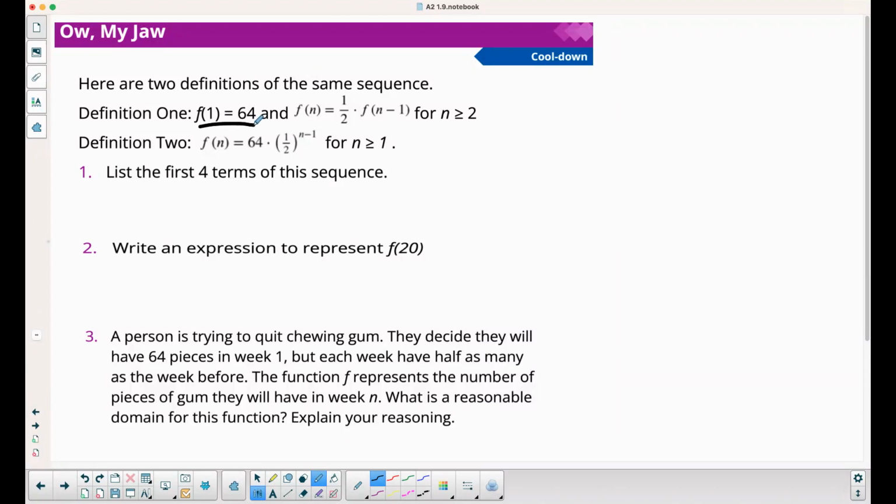We know the first term is 64. If I look at this definition, it looks like to find the next term, I just take the previous term and times it by 1/2. So I could just kind of count it out right here. I'm just going to keep on going.